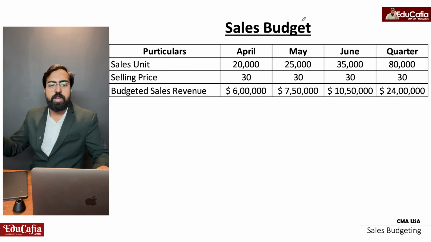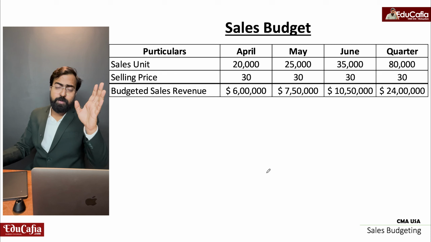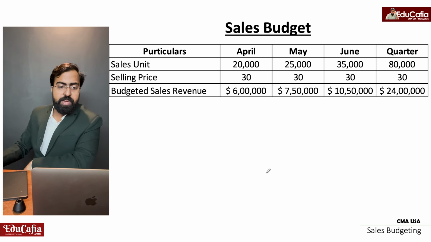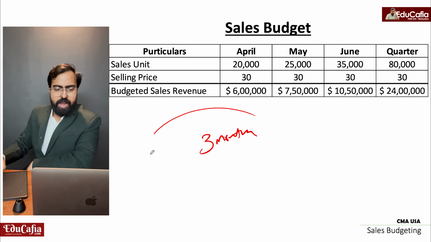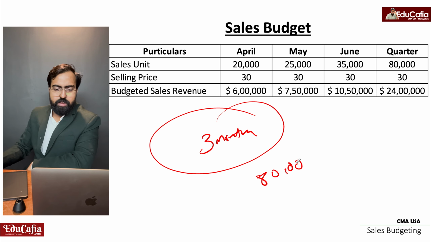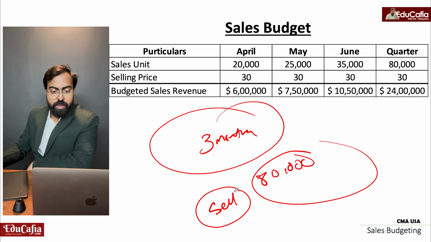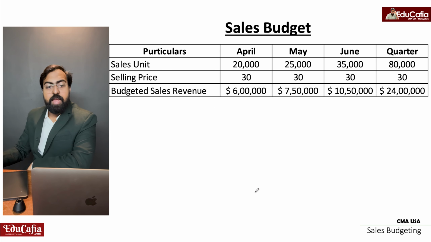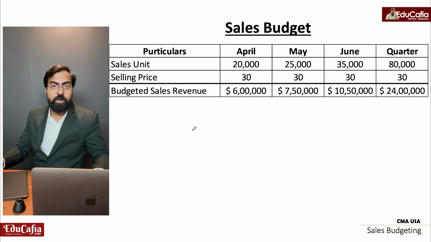Okay, so first one, sales budget. How to prepare the sales budget? The easiest budget is the sales budget. The MD comes and says, in the next 3 months, I expect 18,000 materials to be sold. That means I am preparing this budget quarterly. What is quarterly? First quarter, second quarter, third quarter, fourth quarter.